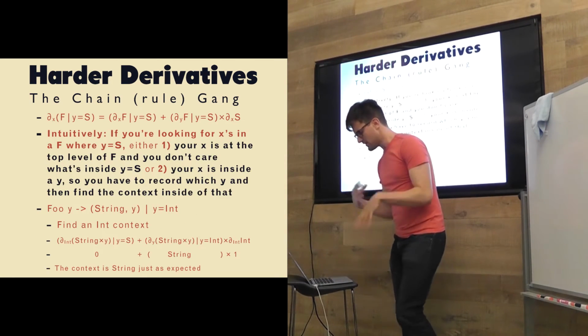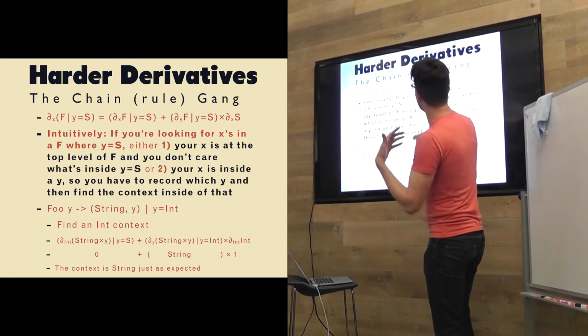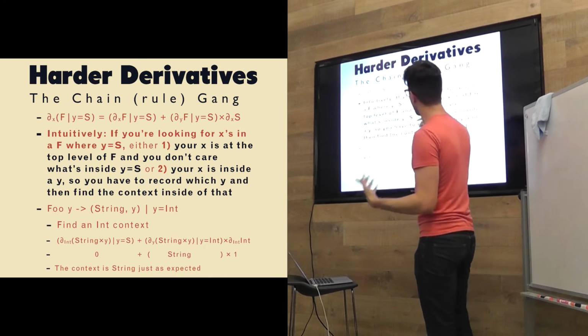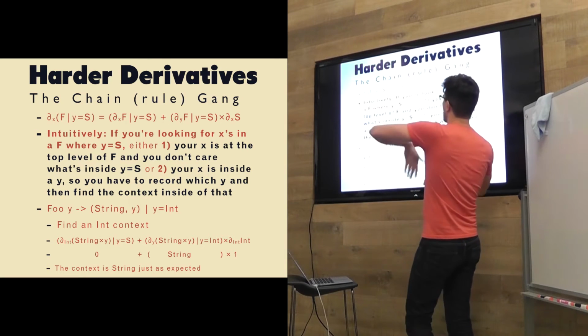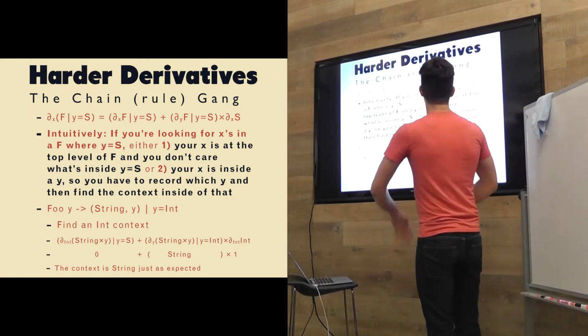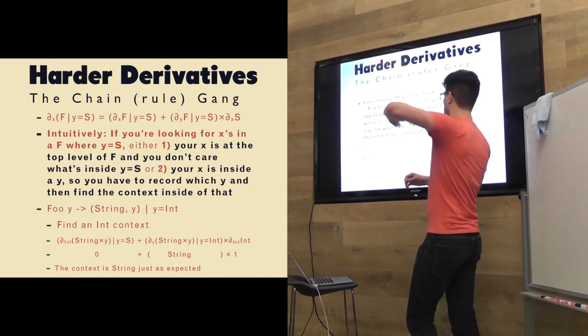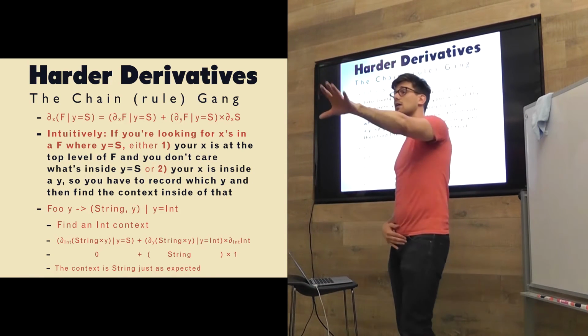But I think it makes more sense this way. So basically, if you're looking for x's in f where y equals s, either your x is at the top level of f, and you don't care about what's in the y, or your x is inside of the y, and then you have to record which y and then find it inside of that. This is kind of like what we do with the tree, right?